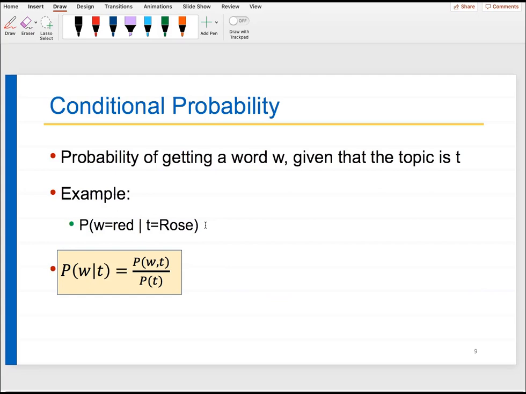Given the probability of getting a word W, what is the probability of getting a word W given that the topic is T? If I give you the basket, this is the topic, and randomly pick any word, what is the probability that the word is red? Or what is the probability that the word is Asia? So how we write it mathematically: probability of W equal to red given that the topic is rose. And what is the relationship between conditional probability and joint probability? Very important, so this is the relationship. Probability of W given T is probability of W comma T divided by probability of T. So that is it.